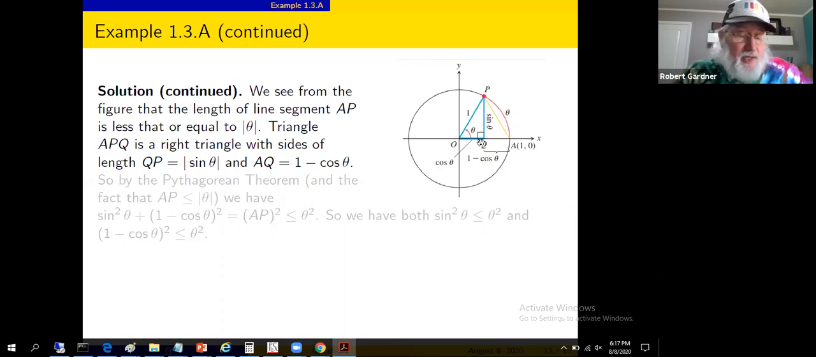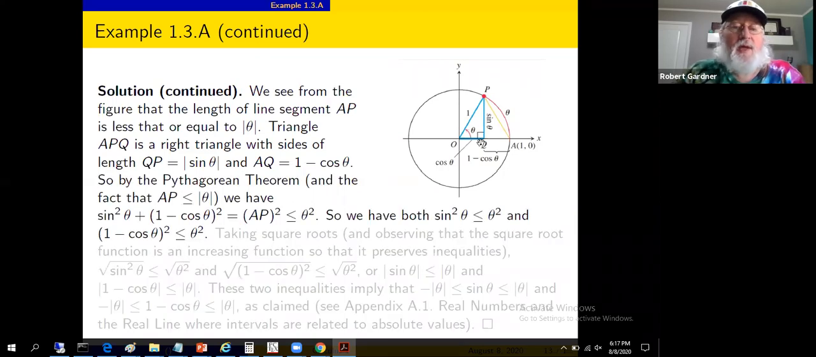No absolute values necessary. Okay. Well, that gives us, by the Pythagorean theorem applied to right triangle APQ, sine squared, or absolute value of sine squared. Yeah, squared it, so I don't need the absolute value. So I know this is non-negative, whether I put absolute value on it or not. So we're doing that little thing.